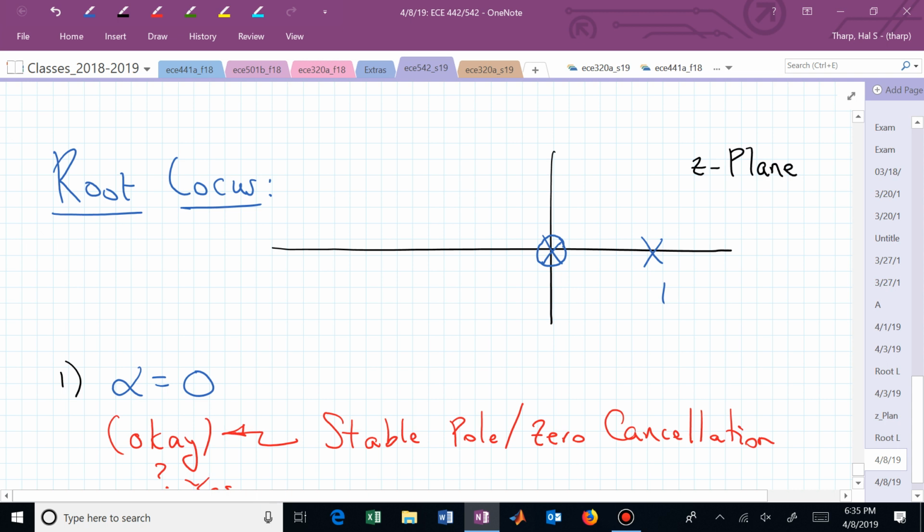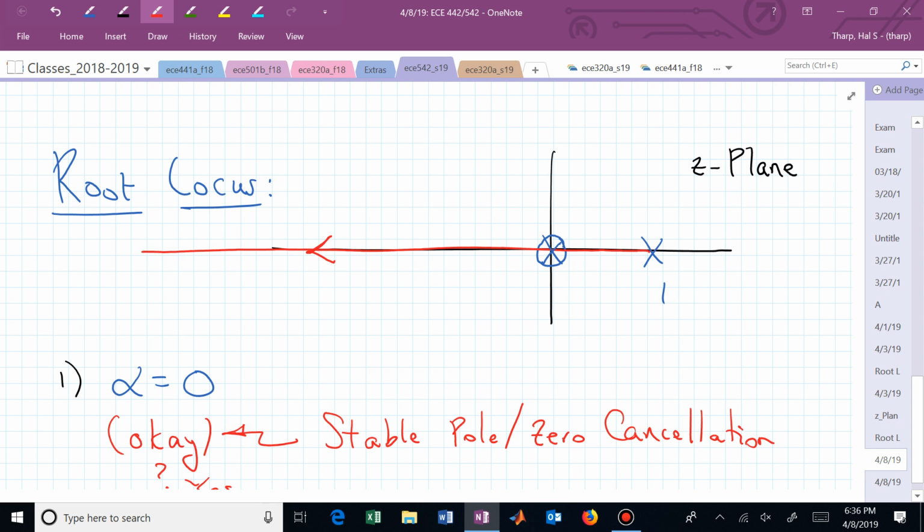Oh, setting alpha to 0, and that's okay, isn't it? Yes, because it gives us a stable pole zero cancellation. What's our root locus? It's those two halves of our bread, and now we have a k. Do we have a range of k for stability? Can I just pick any k I want from 0 to infinity and be happy?